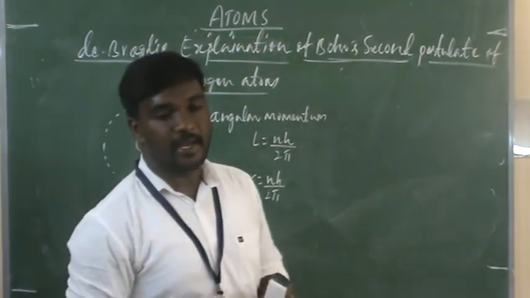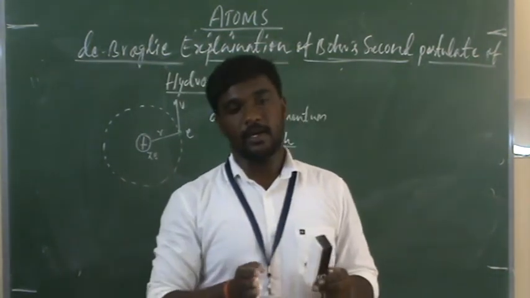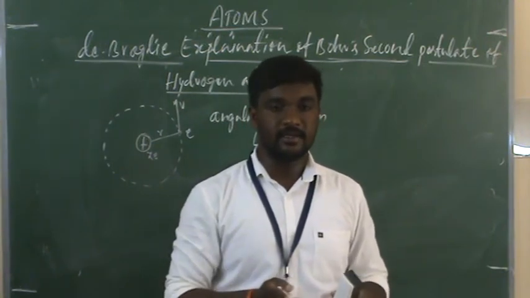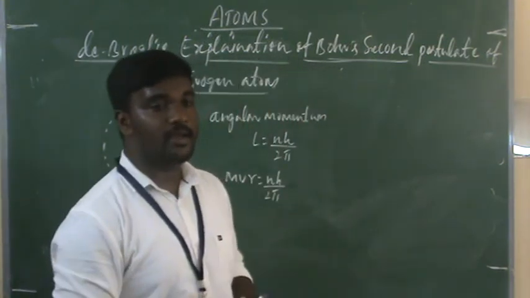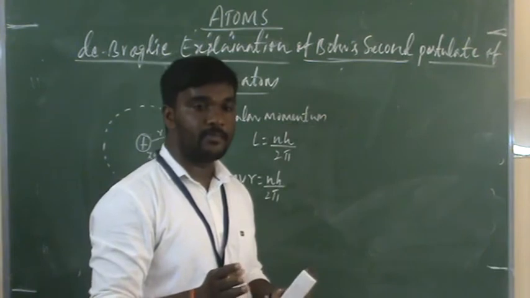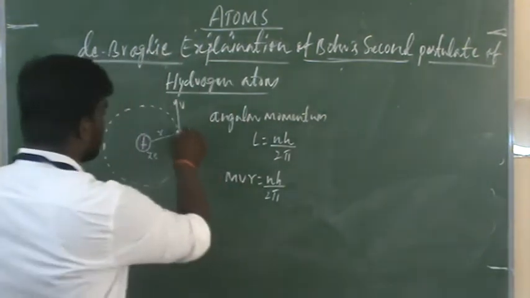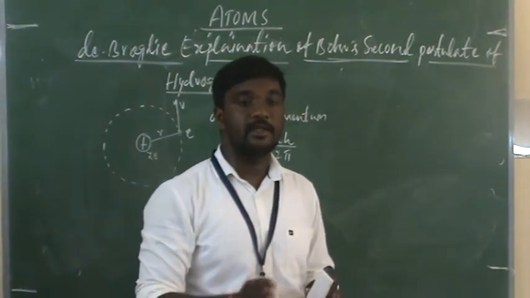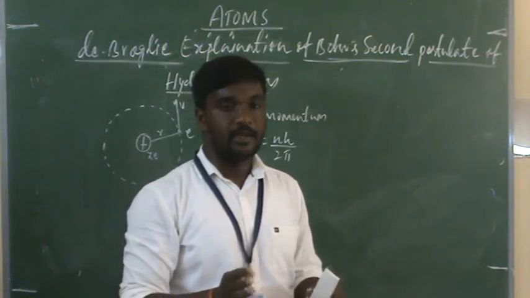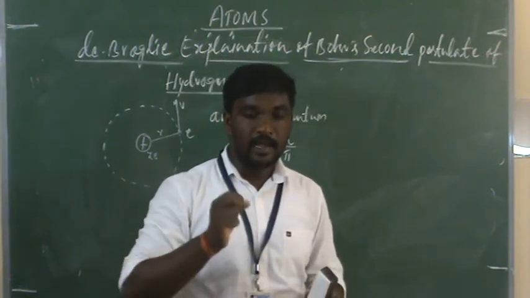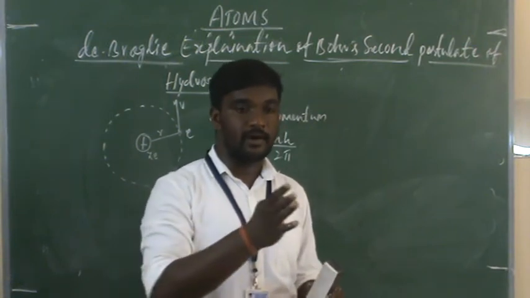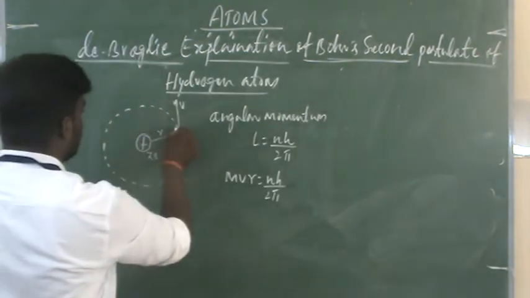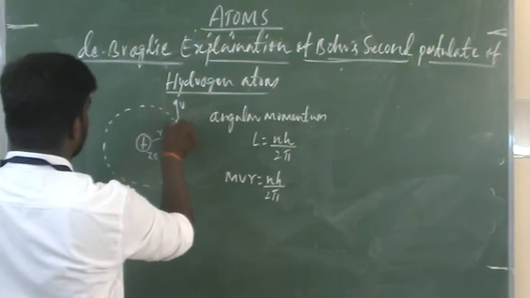So Bohr considered the electron as a particle, revolving around the nucleus. But de Broglie said the electron has a wave nature. De Broglie considered the electron as a wave revolving around the nucleus. This is the electron revolving around the nucleus.